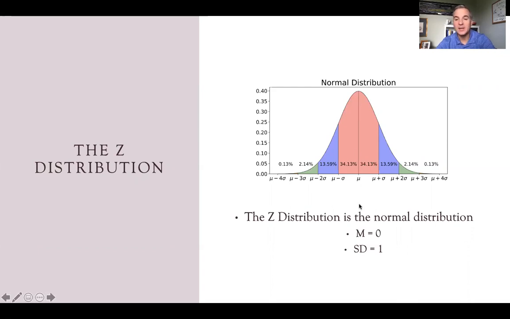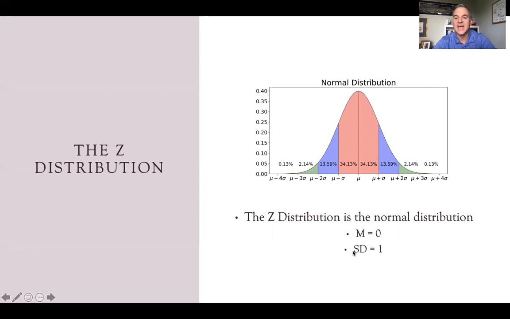A z of 1 tells me that I am one standard deviation away from the mean. So this is z plus 1 right here, whereas z of negative 1 is I'm one standard deviation below the mean. The sign, the plus or minus, tells us whether I'm above the mean or below the mean. A 2 tells me I'm two standard deviations above the mean. A 3 tells me I'm three standard deviations above the mean, and vice versa for the negatives. So all z tells me is how many standard deviations above or below the mean I am. And a z of 0 means I'm right at the mean.